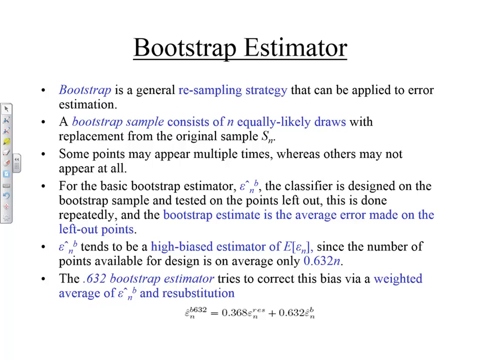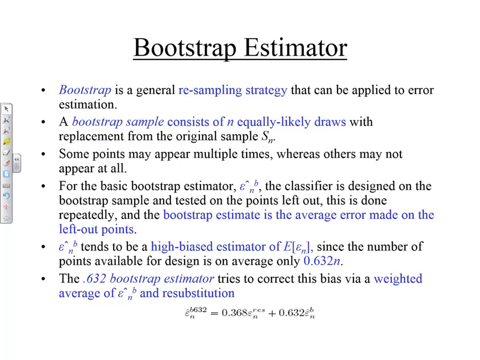Now for the basic bootstrap estimator, which is denoted by epsilon hat n B, the classifier is designed on the bootstrap sample, that means the sample that you drew, and tested on the points that are left out. So you draw the sample, then you test it on the other points. And this is done repeatedly, and the bootstrap estimate is the average error made on the left out points.